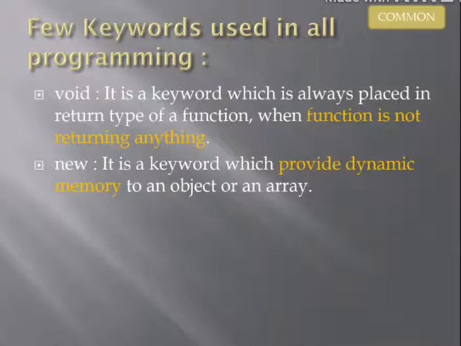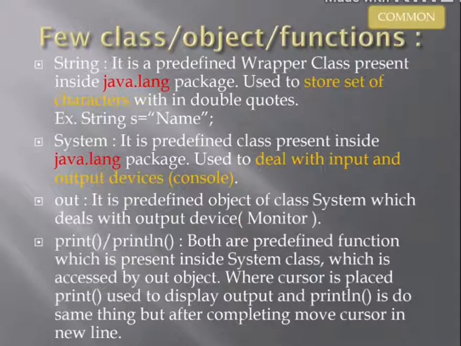And then new is a keyword which provides dynamic memory to an object or an array. Dynamic memory means runtime. During runtime, when the program is running, if we want memory for an object or an array, we can provide it with the help of the new keyword. And then a few classes, objects and functions which we are using commonly, that's why I am going to tell you about them.